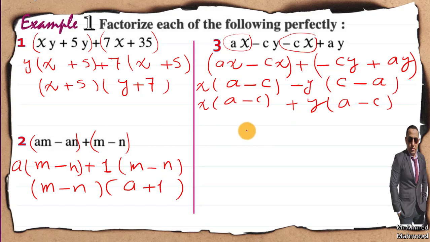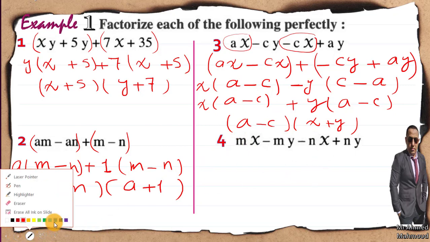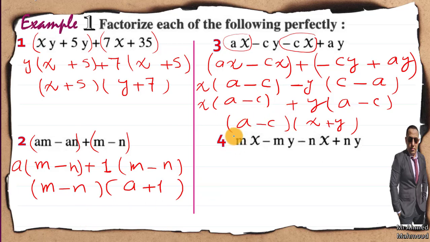Now I'm going to identify the common factor. I have a minus c and a minus c, they are alike. So I have a minus c here and x plus y here. Another one. The first group I'm going to write between brackets, and the second group between brackets, but I have plus in between.